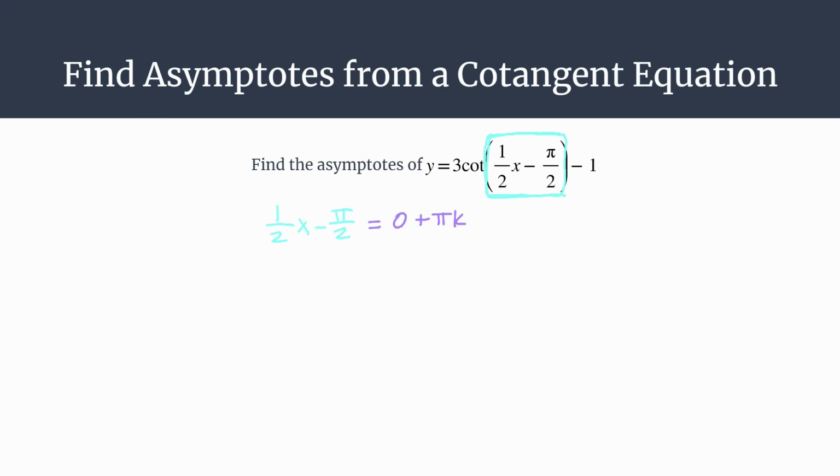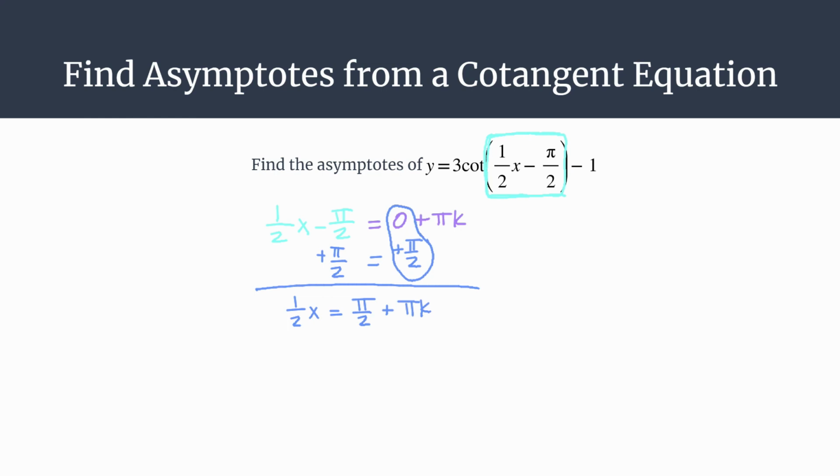So first step to isolate, we want to add the constant term to both sides, that pi over 2. So that will go to 0 on the left side. And when we add it to the right side, notice we only have like terms here. The pi k is its own type of term, so it won't get added there. All right, so we're left with 1/2 x on the left side. 0 plus pi over 2, of course, is just pi over 2. And we still have that pi k term.